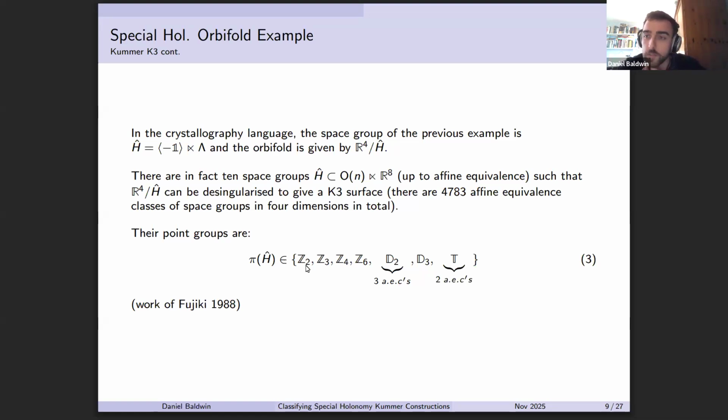So Z2 is the example we just discussed, but then there's also 3 other cyclic cases. There's 2 binary dihedral cases, one of which has 3 affine equivalence classes of space groups. And then there's the binary tetrahedral group case. Okay, so that's an example of a special holonomy Kummer orbifold.